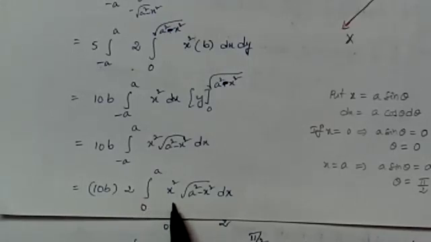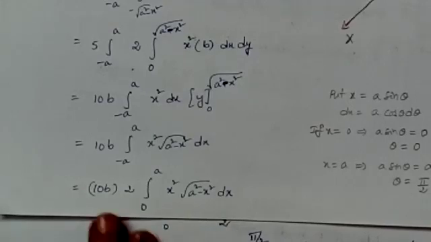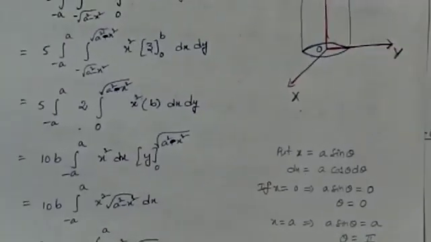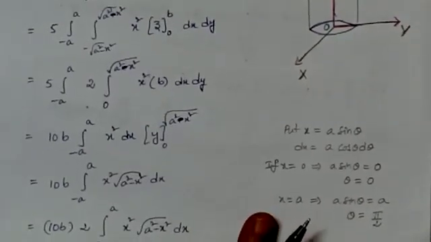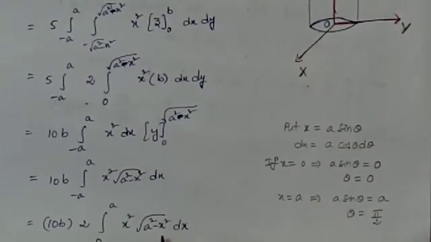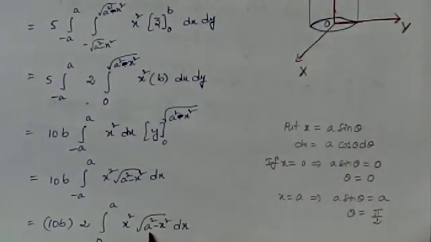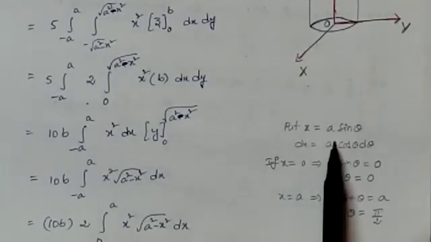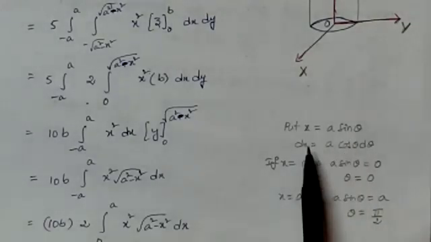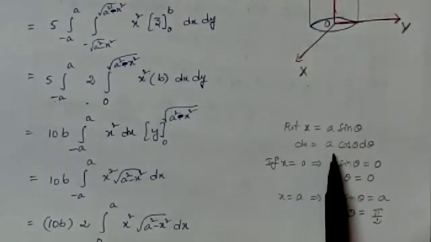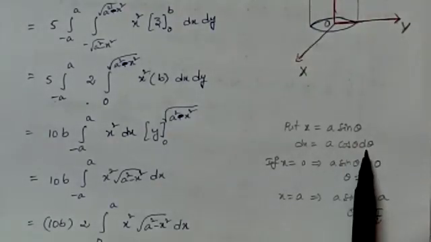For this simplification there is no direct formula. That's why we are using the substitution method. Here we are substituting x as a sin theta. Why? Because the expression is with a square minus x square. If it is a square plus x square, you have to take x is equal to a tan theta. If it is a square minus x square, you take x is equal to a sin theta. So differentiating, dx is equal to a cos theta d theta.